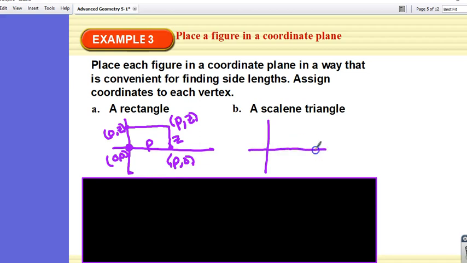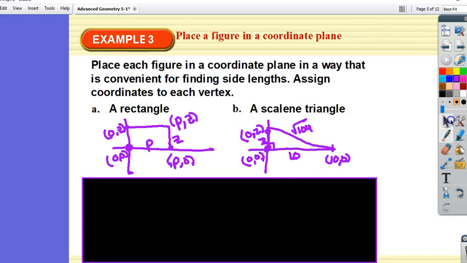How about a scalene triangle? No equal sides. Well, we can do 0, 0. And then maybe 0, 2, and so that's a length of 2. And then maybe we can do 10, 0, right? This has a length of 10, this has a length of 2. If I did a nice little Pythagorean theorem, 2 squared is 4, 10 squared is 100, 104, so the square root of 104 would be this. Obviously, all different size lengths.